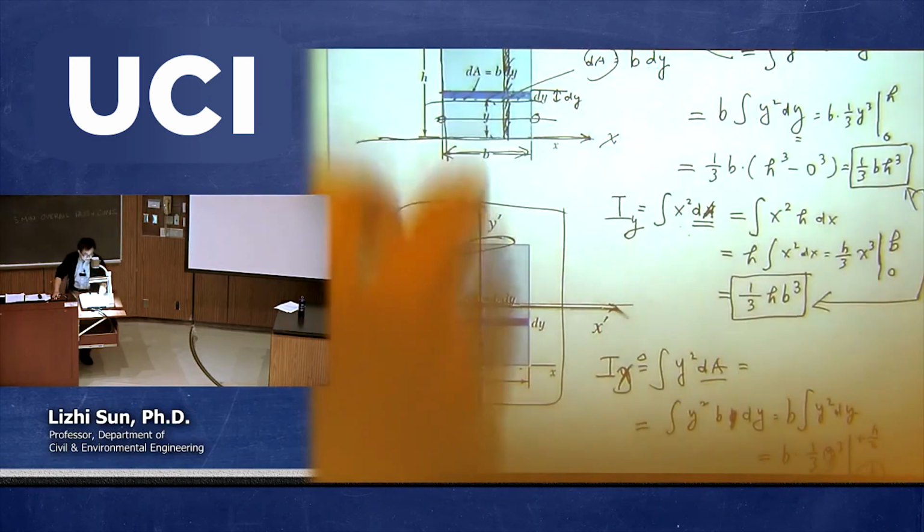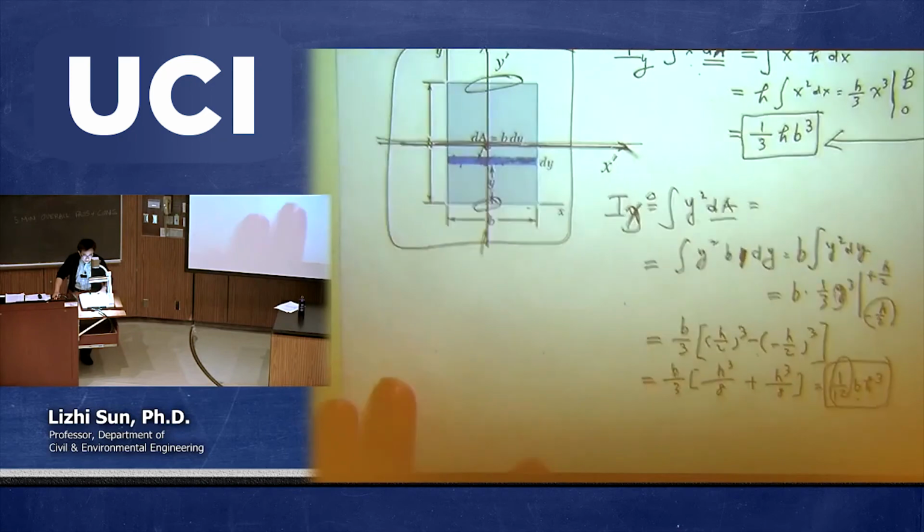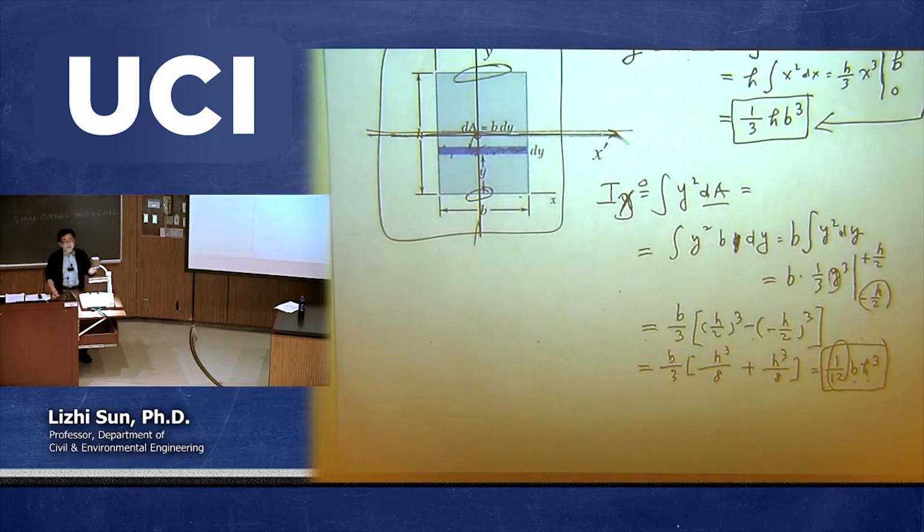So from these two examples, clearly you can see the moment of inertia is somehow related to the coordinate system you chose. However, the fundamental terms having the geometry remain the same. That's bh cubed. So that's why when you are designing a beam, the most important thing you need to look at is the height. But the coefficient, that's a secondary issue.